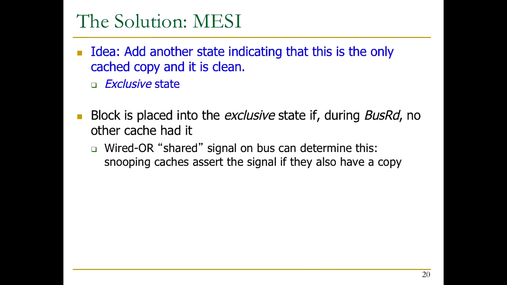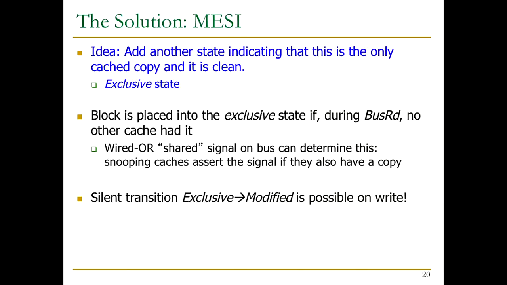And how do you figure out that no other cache has it? Well, one way of doing it is having a wired-OR signal on the bus. Each cache, if it has the copy, will assert that signal. If the wired-OR is 1, then you know that somebody else has the copy. If the wired-OR evaluates to 0, then you know that no one else has the copy. Now you can transition to exclusive state.